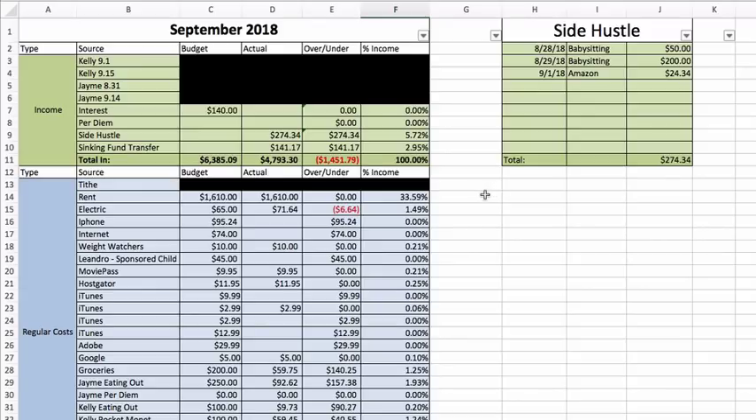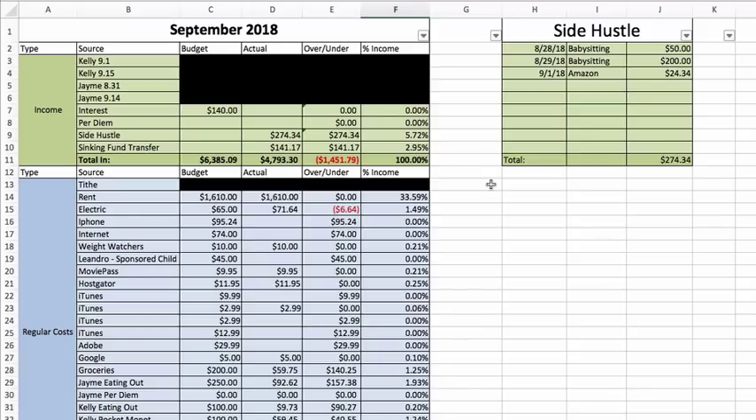Let me know, guys, how you are doing for the month. Are your cash envelopes going strong? Are you doing cash envelopes? If you aren't, it's not too late to start cash envelopes. It's not too late to start your budget for September. You still have a week and a half left to do it and to finish the month strong.